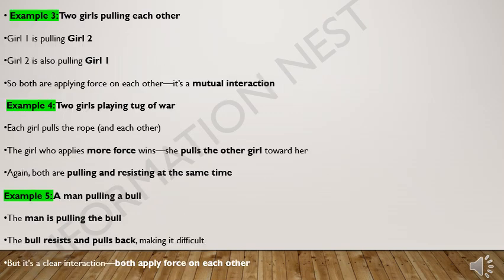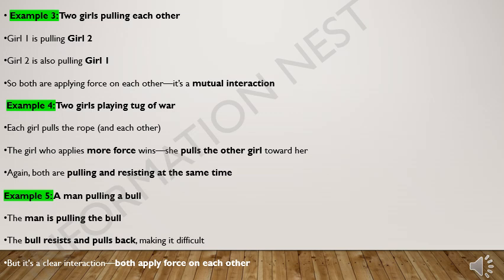Here is another fun example. Two girls are pulling each other. You might think one is doing the pulling, but really both are. They are pulling each other, and that's what keeps them from moving easily. Force is happening on both sides.